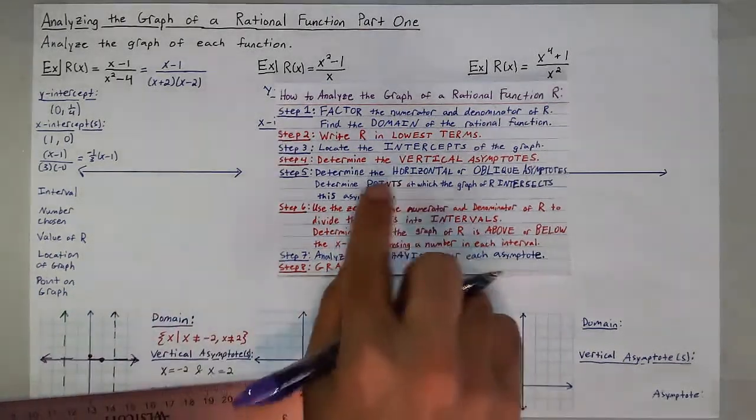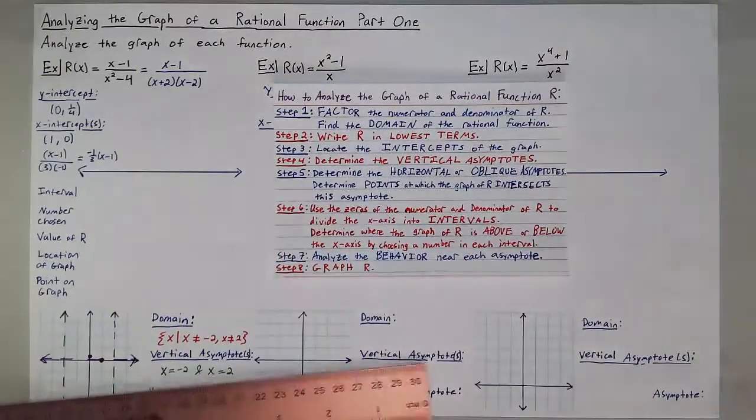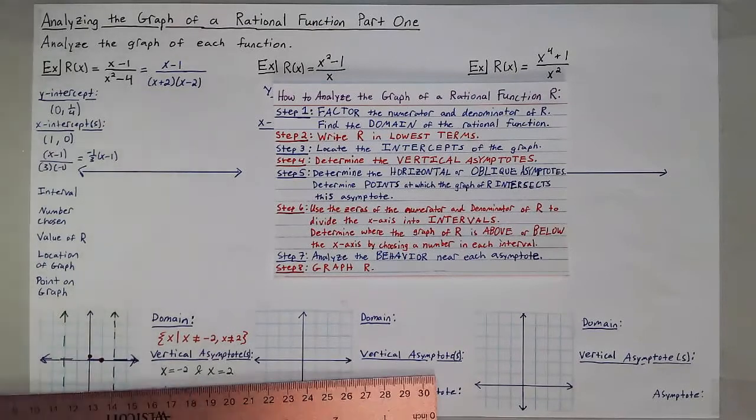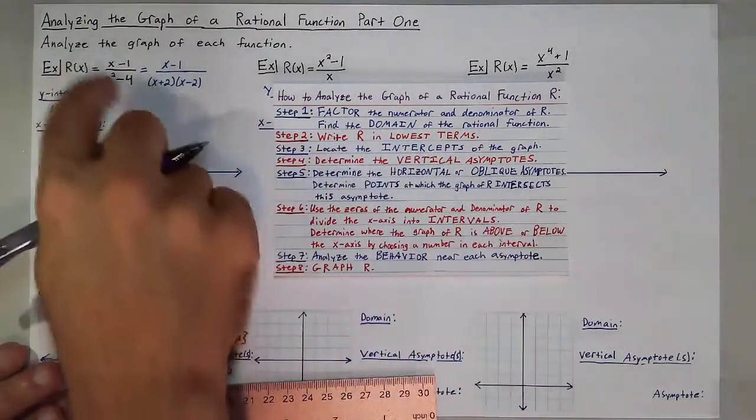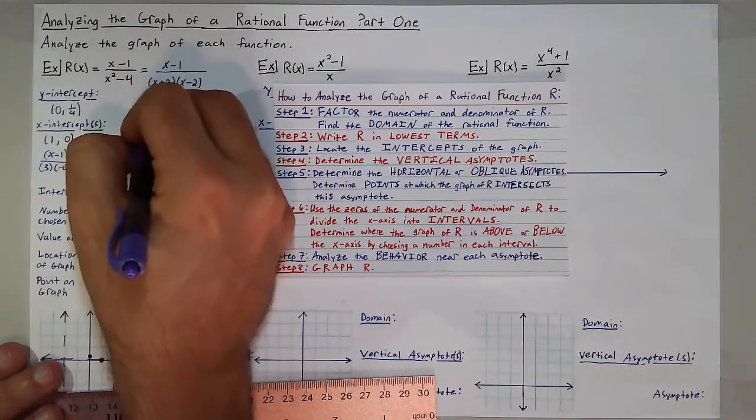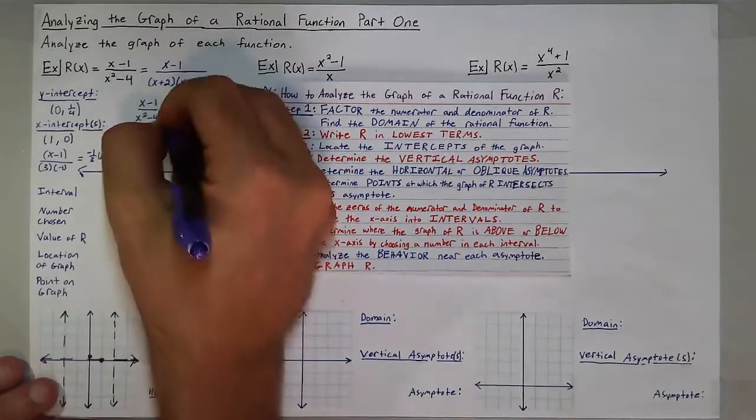Next thing you want to determine is if there are any points that intersect with that particular asymptote and where. Now we can already see the x-intercept, but the way you would typically figure this out is you would take your function and set it equal to your horizontal asymptote, which would be 0, and solve.